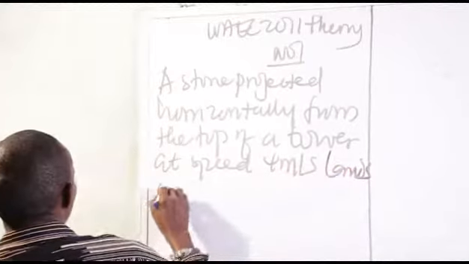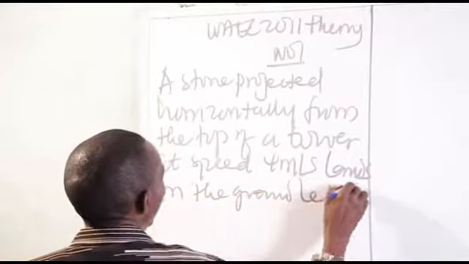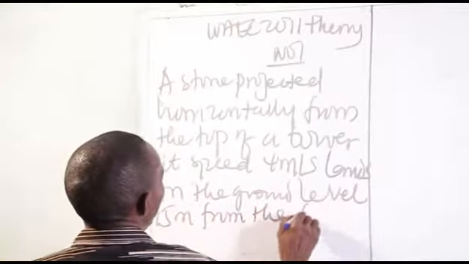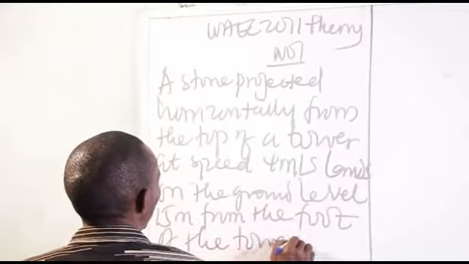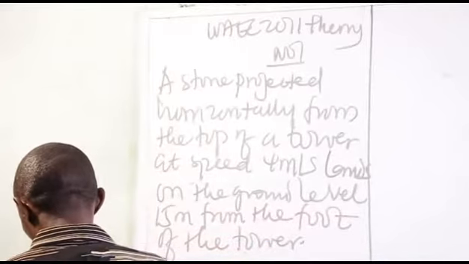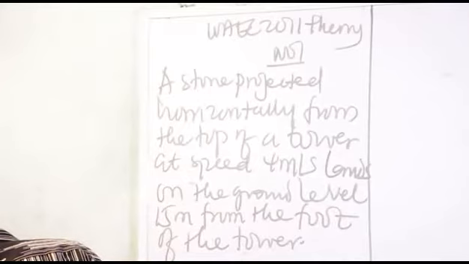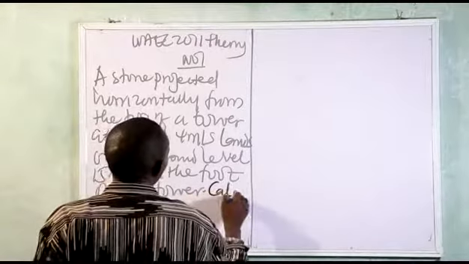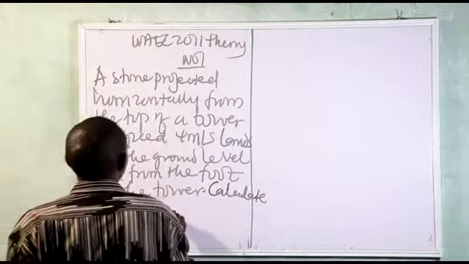Lands on the ground level 15 meters from the foot of the tower. Calculate the height of the tower. They say g is 10 meters per second squared. Find the height of the tower.